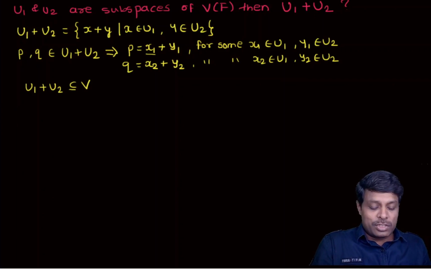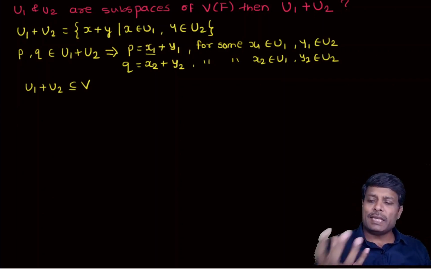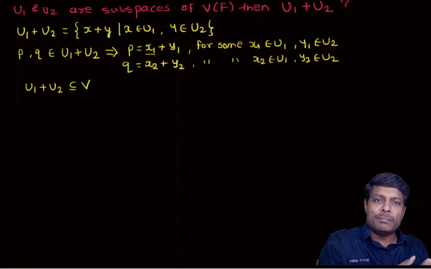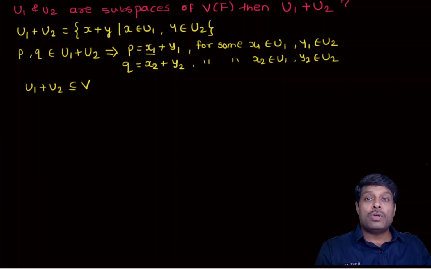Let me just recall the definition of subset. Any set A is said to be a subset of another set B if all the elements of A are members of B. So we have logically proved that all the elements of u1 plus u2 are members of V. Therefore, u1 plus u2 is a subset, not subspace, subset of V.